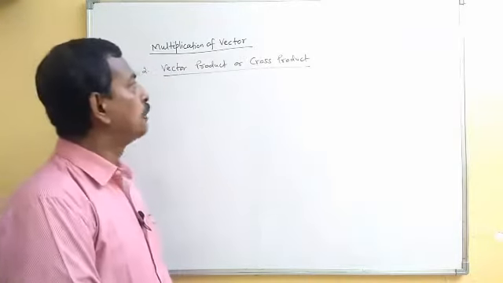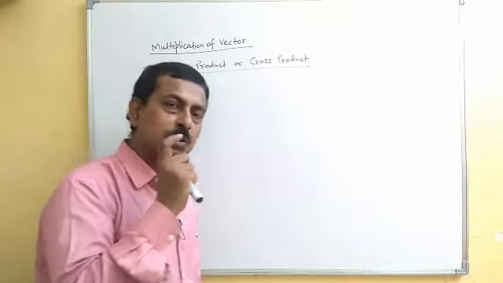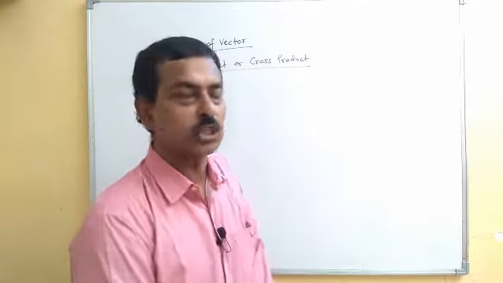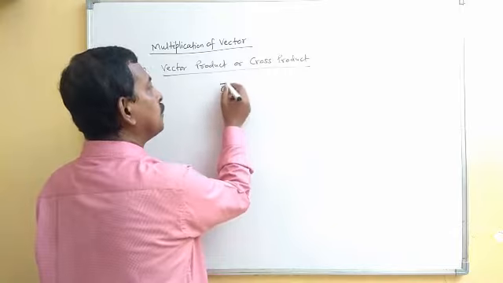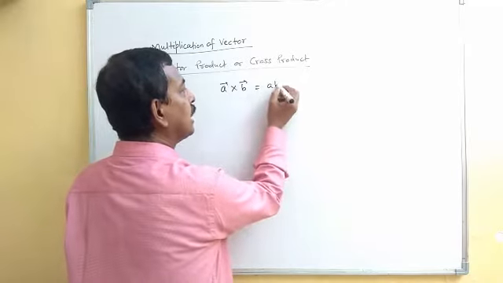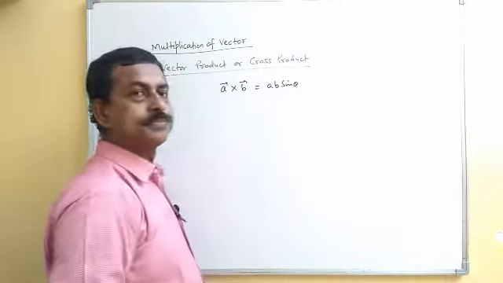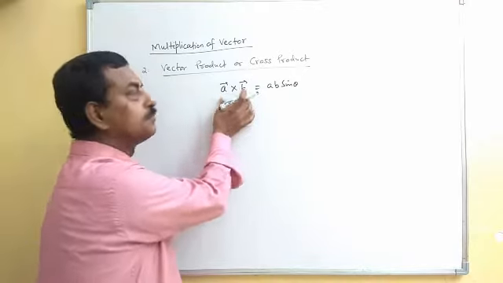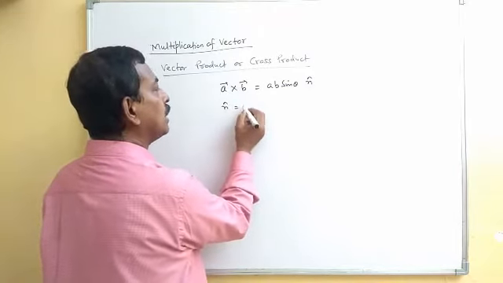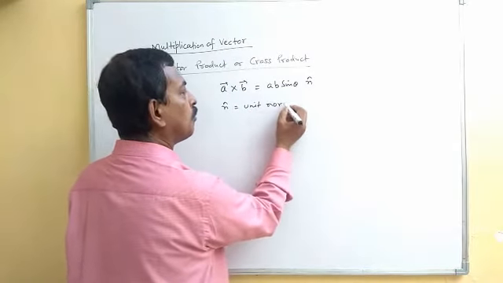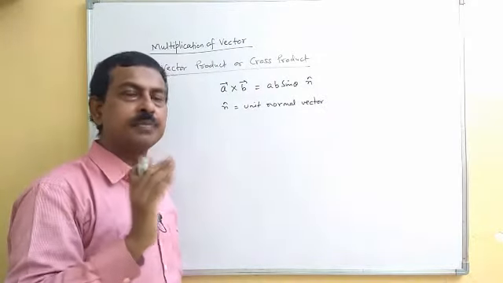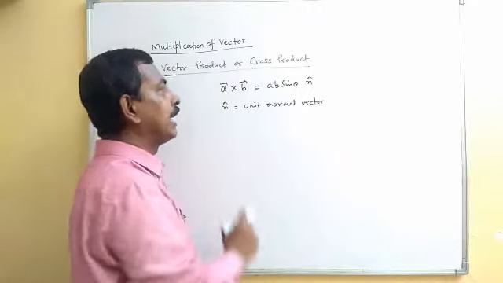Let's now take vector product or cross product. That is when the product of two vectors gives you a vector quantity. So that is your vector product or cross product. So suppose you have vector A and we are taking cross product with vector B. So this will be given as AB sine theta, this is the magnitude of A cross B, and then it is your n cap. This n cap is unit normal vector. That means this is a vector which will be perpendicular to the vector A and vector B.